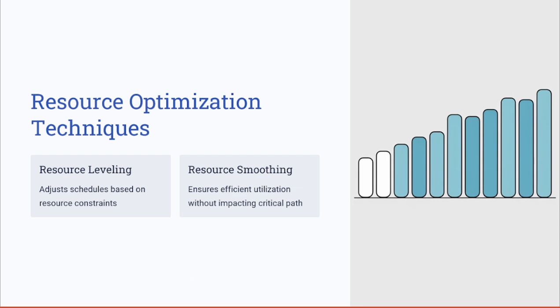We also have resource optimization techniques, and the two techniques here are resource leveling and resource smoothing. Resource leveling means adjusting the schedule based on the resource constraints, so you level all of your tasks to accommodate the available resources. The next one is resource smoothing, which means that you ensure efficient resource utilization without impacting the critical path.